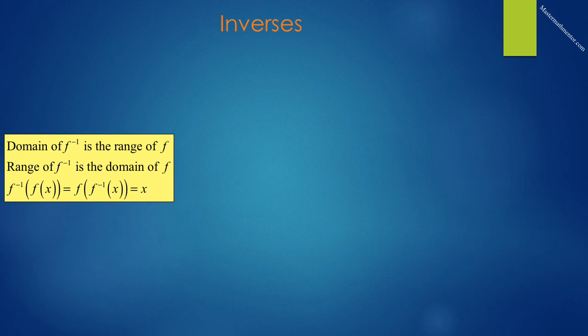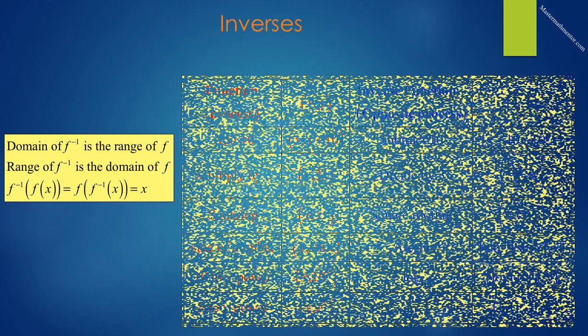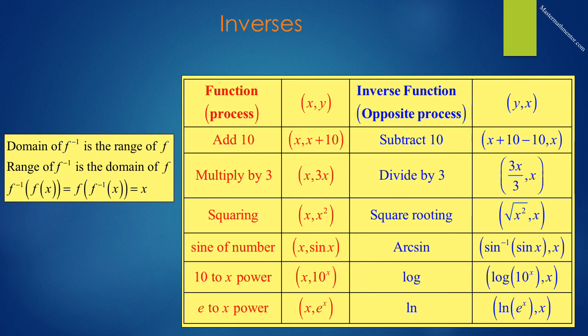Let's see this work with typical processes. We know that a function is a process in the form of x, y. So let's suppose that we take x and we add 10. That would then represent the points x, x plus 10. The inverse function is the opposite process, and therefore we subtract 10. So we start with x plus 10, and then we subtract 10, and we get right back to x.